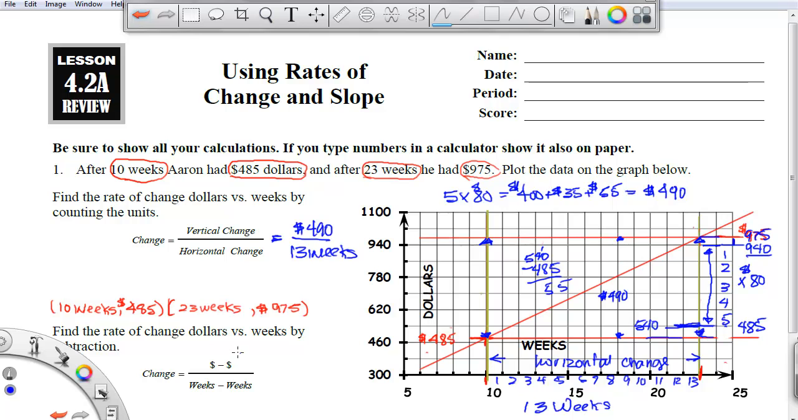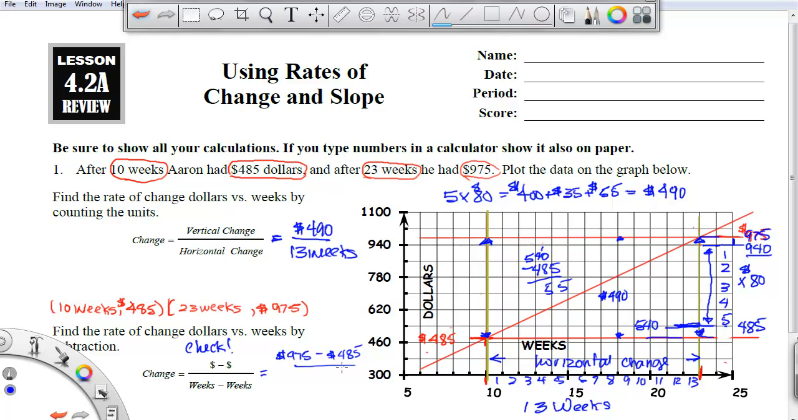Now down here, when we find the rate by subtracting the dollar amounts and the weeks amounts, this is what we're going to use for a check. This tells us that we did our graphing right and we did all our counting right. So we're going to take that 975 and we're going to subtract the 485.